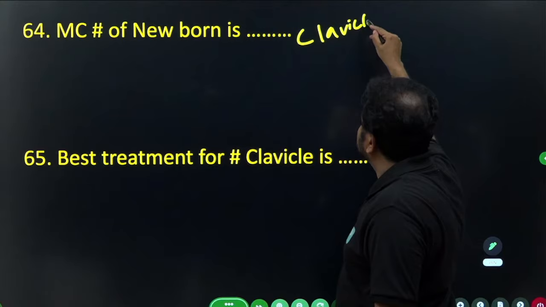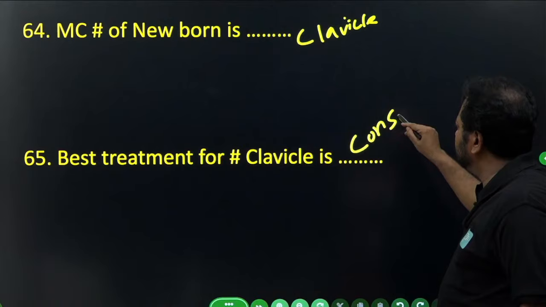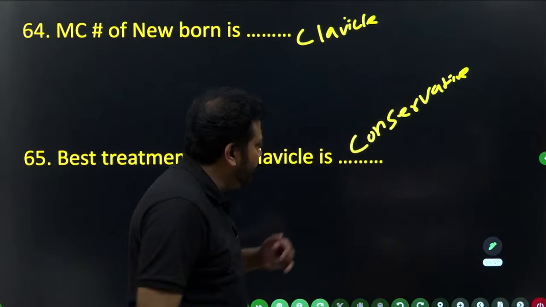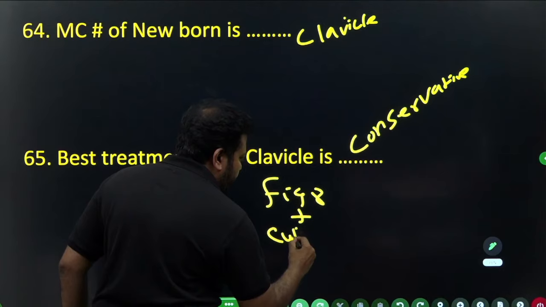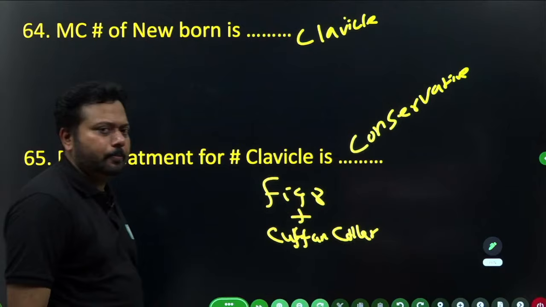Best treatment for clavicle fracture is conservative. No surgery, that's the meaning. Conservative means no surgery. What you will do? Figure of 8 plus cuff and collar. This is the best management. The reasons and all, there is no time to explain.